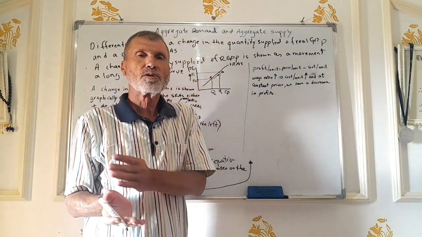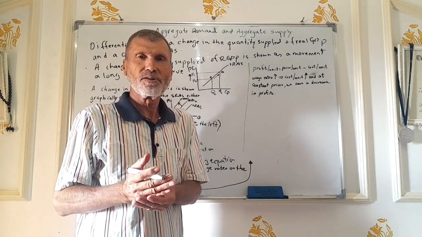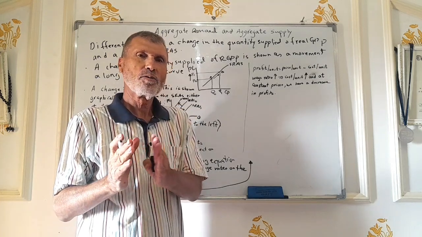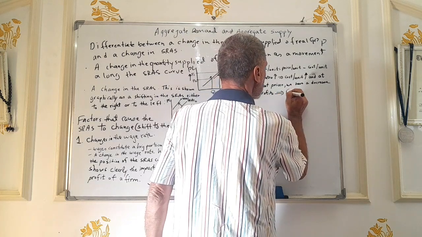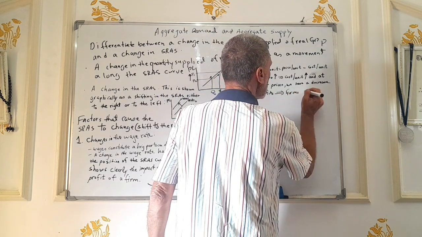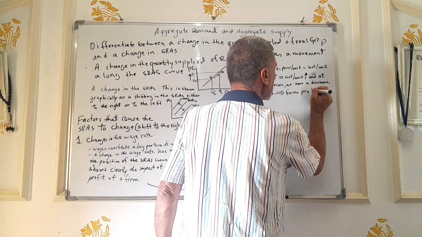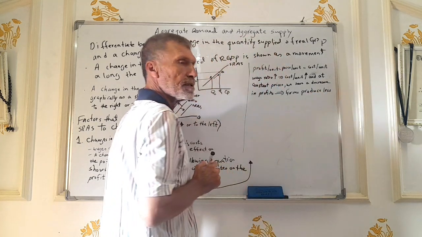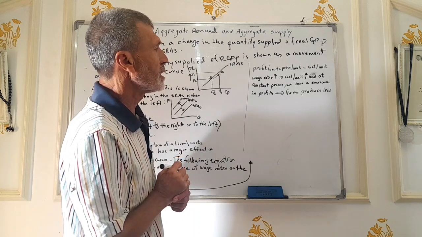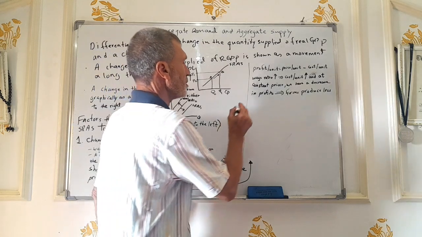So when profit goes down, of course, firms will produce less. That implies firms produce less. Same thing we can say about when the wage rate goes down.